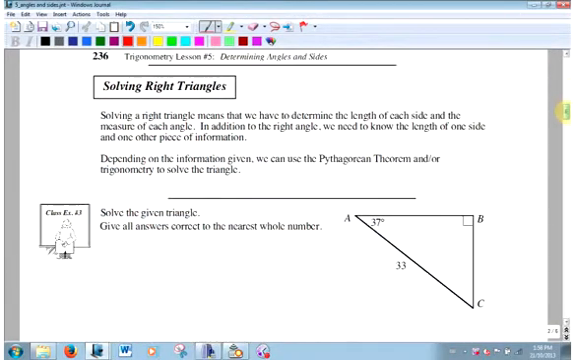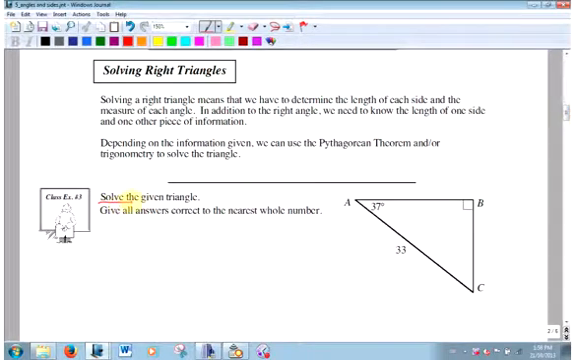Okay? Solving. When they say solve, that means find everything. Determine all angles and sides. You're only going to have three things to get. Like, look at this guy. There's one, there's two, and there's three. There's no other way you guys can do this. We have to give you at least two pieces of information, and it's always going to be a right angle.